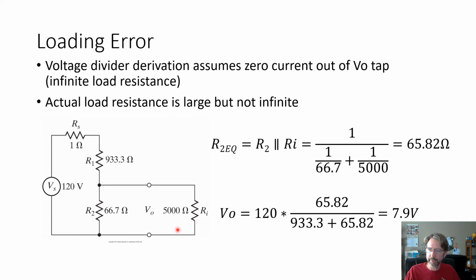So if you have resistors here on your measurement system that are close to the value here, then you'll have really big troubles with loading error. So it's something to consider all the time. It's one of the drawbacks of using a voltage divider rather than something like an op-amp.